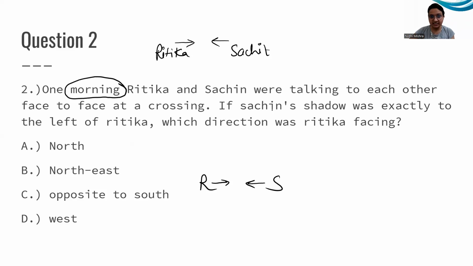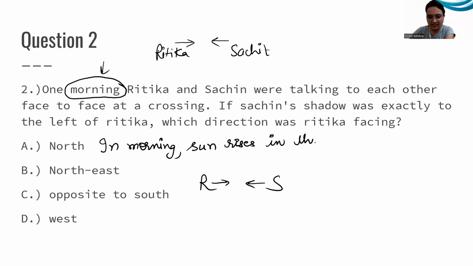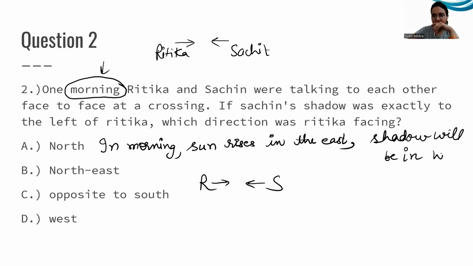Okay. If Sachin's shadow, very important here, morning. In the morning, sun rises from the east. So shadow will be in the west. Very important. In morning, sun rises in the east. So shadow will be in west. Right. Shadow will be in west. Correct? Yes.